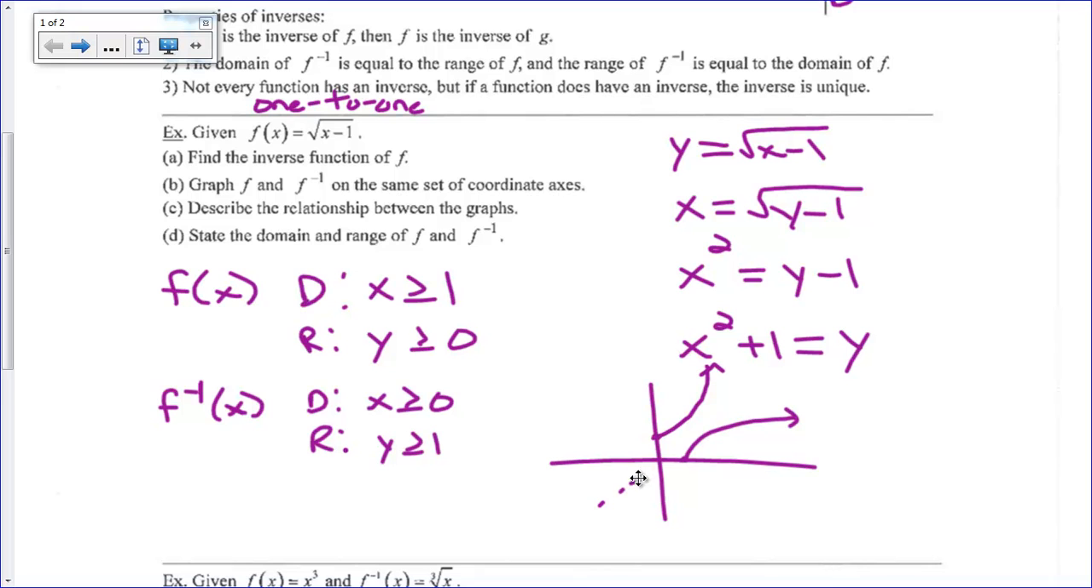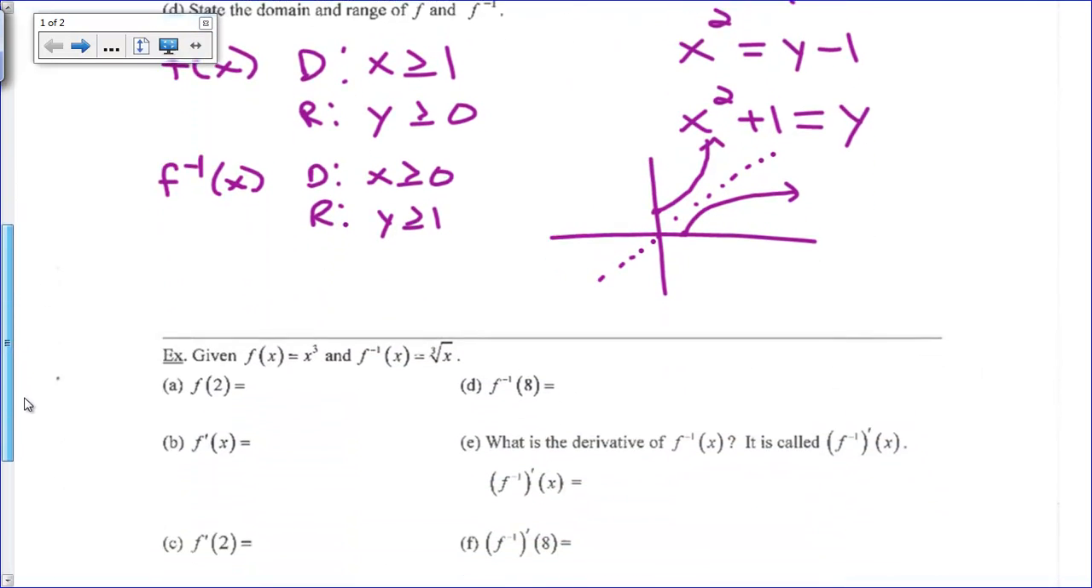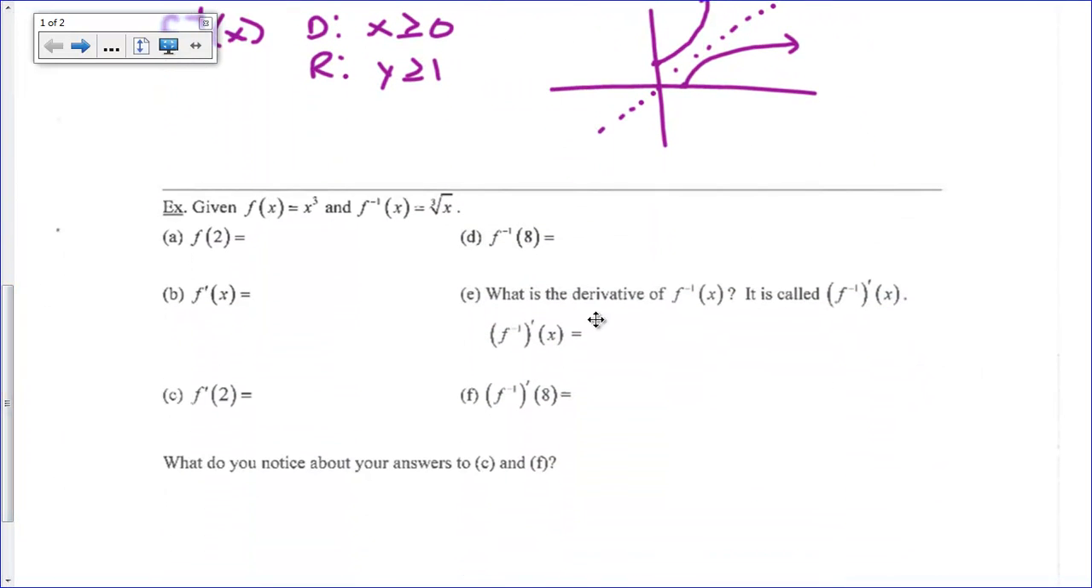And of course, here's the relationship between those two. They're reflections across the line y equals x. All right, so let's go ahead and do some calculus with this.